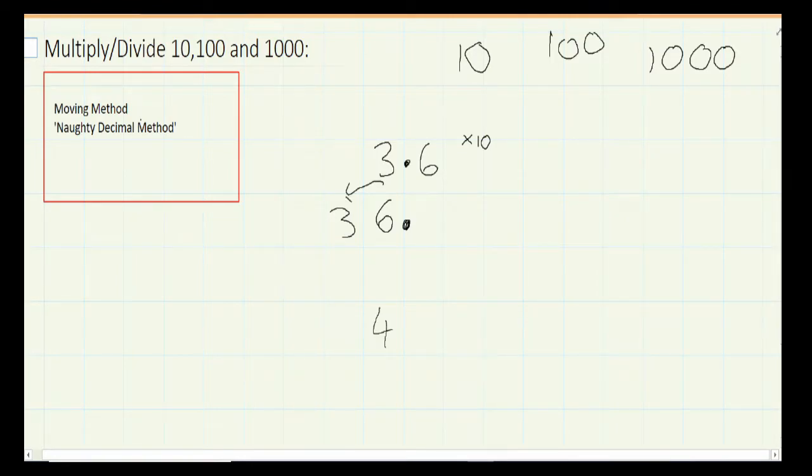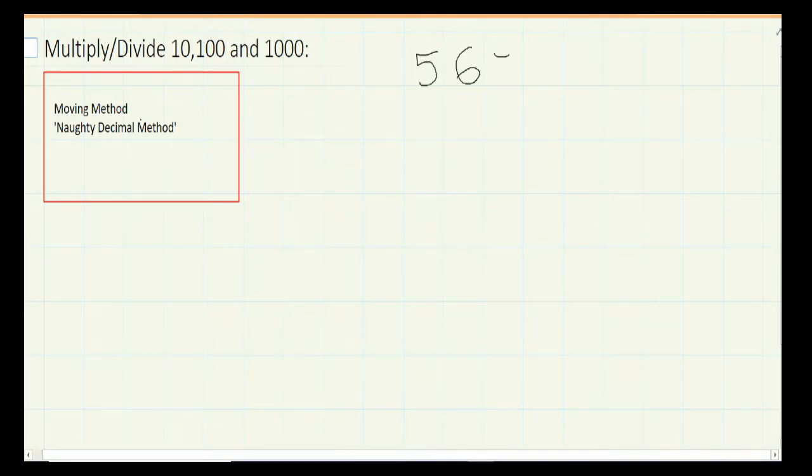Let's do another one. Say it was 4.852. If you're going to multiply that by 10, 4.852 times 10, I'm not going to do a method. All I'm doing is copying the number out underneath. I'm going to move everything one place bigger. Times 10 makes things one place bigger. 48.52.